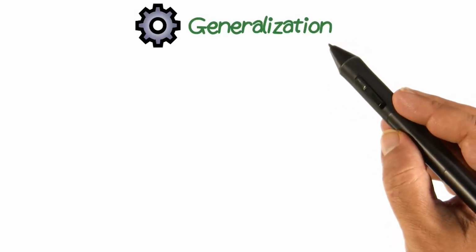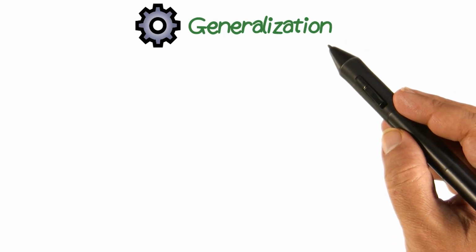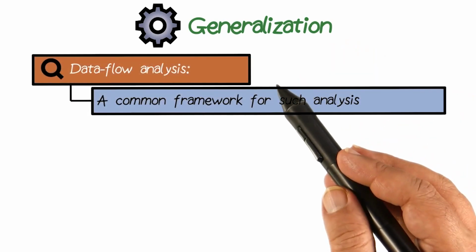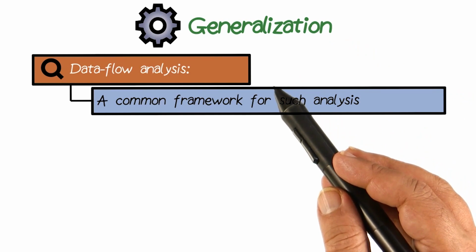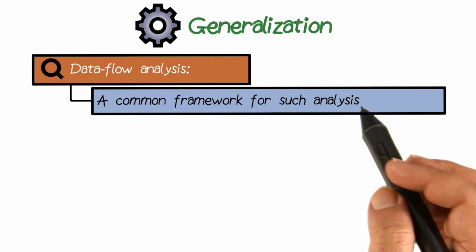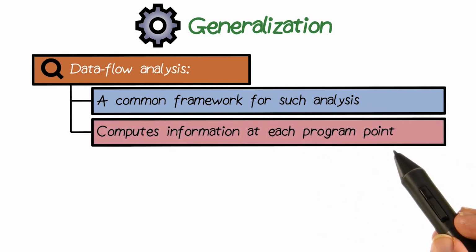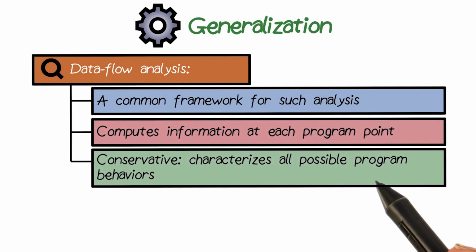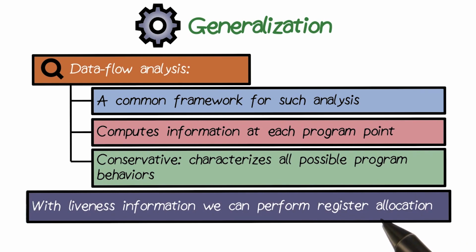So let's take a look at a little bit wider perspective of the data flow solutions here. Let us look at what we saw as a special way of doing this data flow analysis for liveness. A data flow analysis offers a common framework, computes the information at each program point, and propagates it in a conservative manner, either in a forward or a backward direction. In this case, it was propagating in a backward direction. That's why liveness is a backward data flow analysis. And this allows us to find the live intervals in which a particular variable is live.